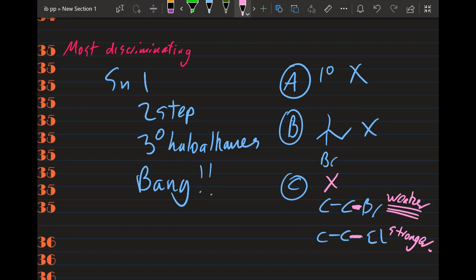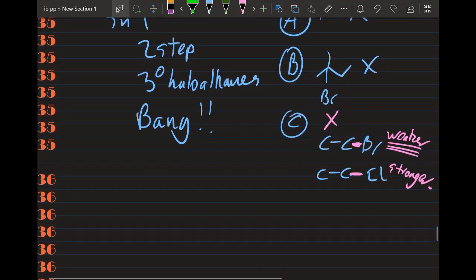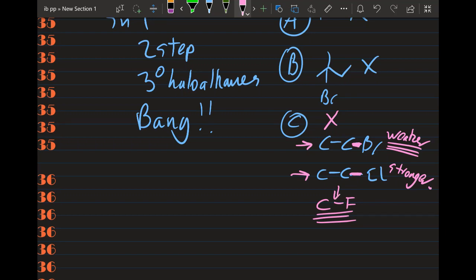So C is wrong. The way I remember the pattern of the bond strengths is, well, I know that CF is a really, really strong bond. That's used in Teflon, which is like the coating of saucepans. Extremely resistant to heat, and you heat it up, that bond is one of the strongest you can form. So that's how I remember the pattern. So it must be D, 35D.